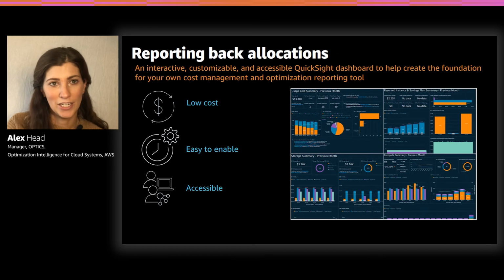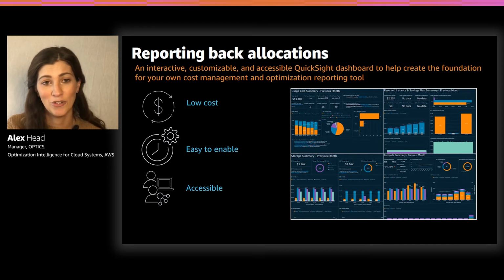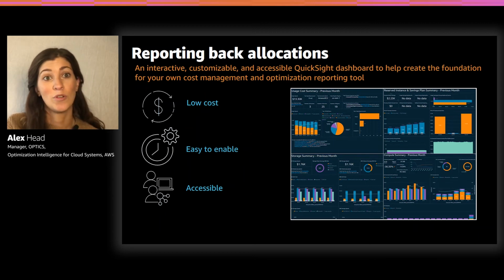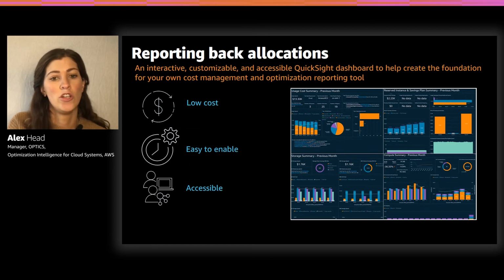On reporting back allocations, one of my favorite ways to dig into it is through this Cost Intelligence Dashboard. Now, there is a lab around setting up this Cost Intelligence Dashboard, and we'll link to it at the end. But this sits in QuickSight, and it reads off of your Cost and Usage Report. It is super low cost, easy to enable, and accessible to whoever you open it up to in your organization. So it's interactive, customizable, and really it has taught a lot of people about some of the core aspects of our cost and usage reporting.